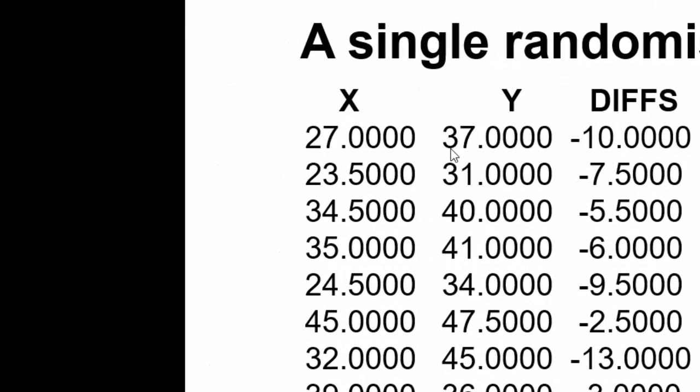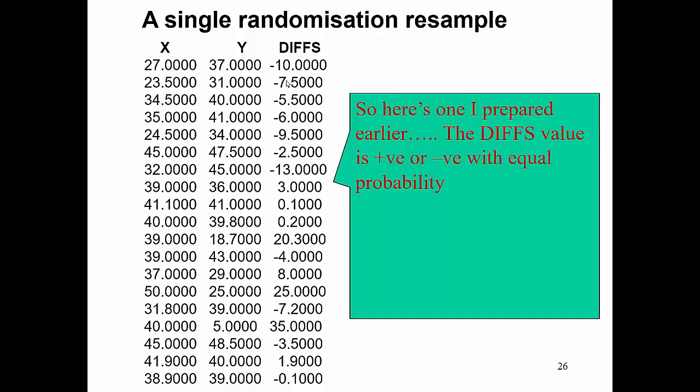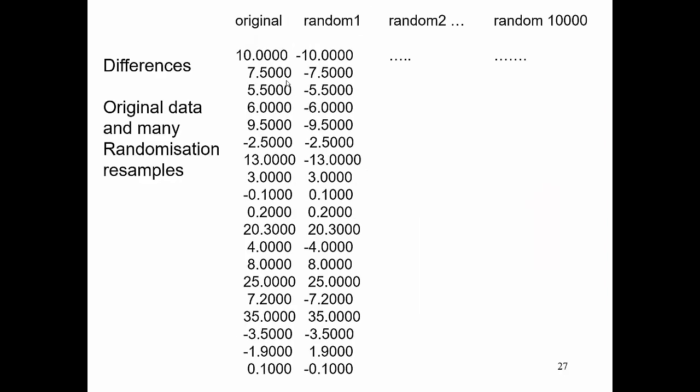Here now are our diffs, and we flip these around. This particular subject is the opposite way around, so we get a -10 and so on, generating a set of 19 pseudo participants, pseudo observations. That's our first resample, done in the way I said, where each diff is positive or negative with equal probability. And then we can do it, in this case, 10,000 times. There's the original, that's the first randomization, and we do it over and over again.